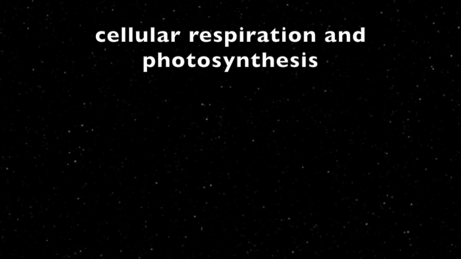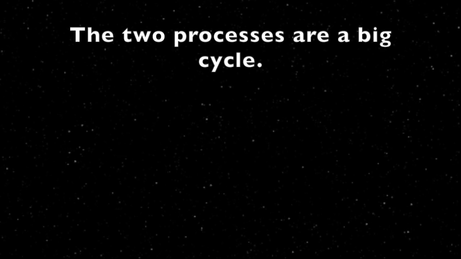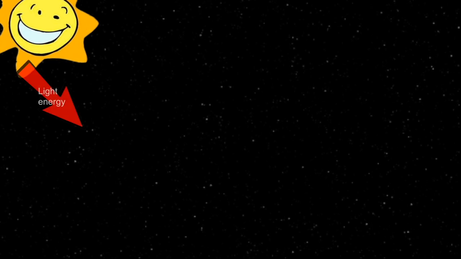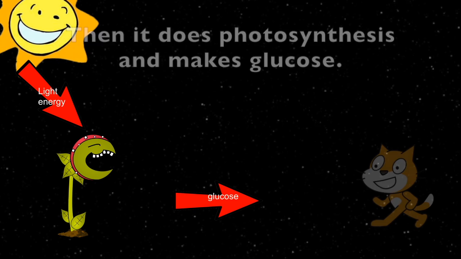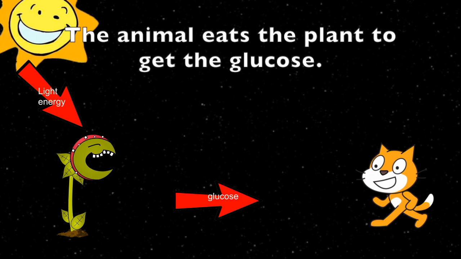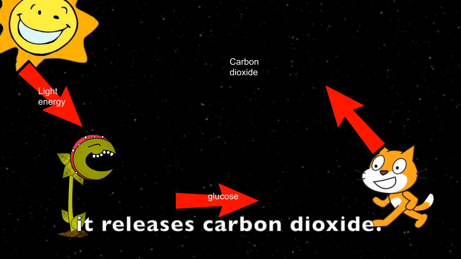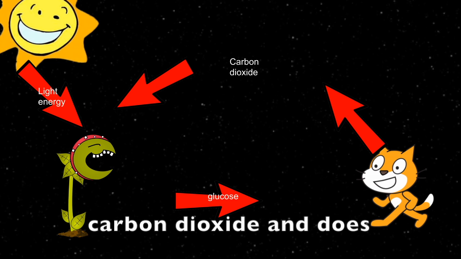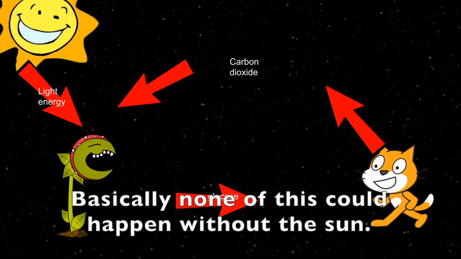Since you now know a lot about cellular respiration and photosynthesis, I will now tell you one more thing. The 2 processes are a big cycle. First, the plant gets energy from the sun. Then it does photosynthesis and makes glucose. The animal eats a plant to get the glucose. When it does cellular respiration, it releases carbon dioxide. Finally, the plant takes the carbon dioxide and does photosynthesis all over again. Basically, none of this could happen without the sun.